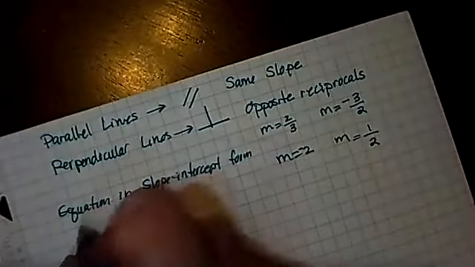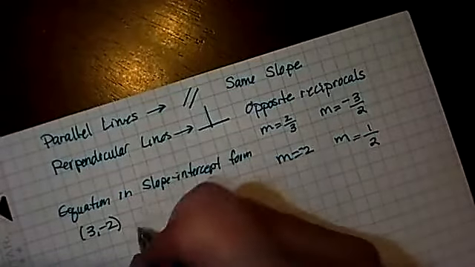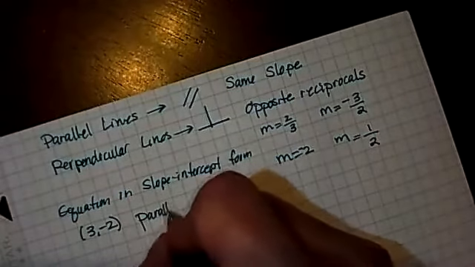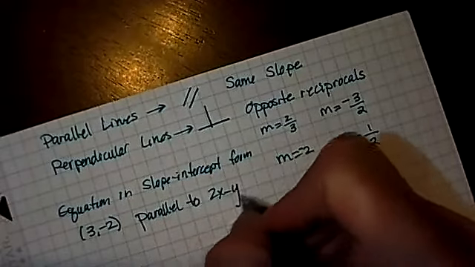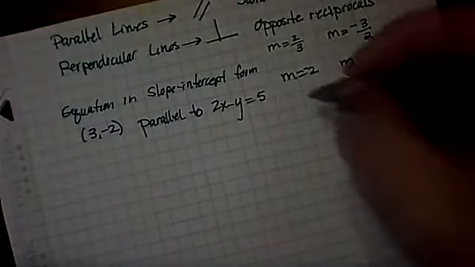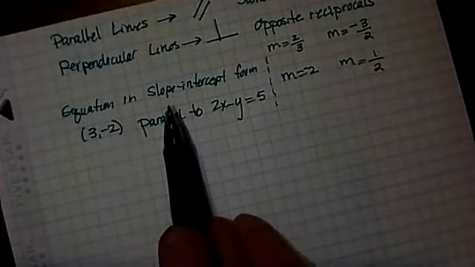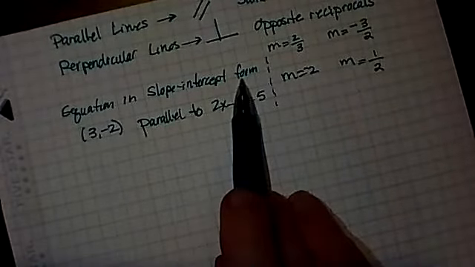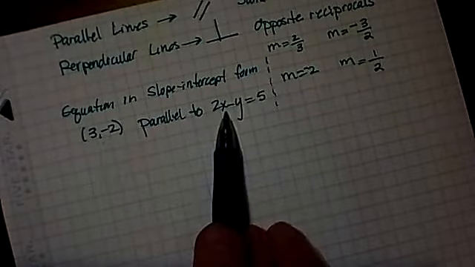That goes through (3, -2), and it's parallel to this linear function here. All right, so let me draw a line here. We want to find the equation of a line in slope-intercept form, so that's y equals mx plus b, that goes through this point and is parallel to this.